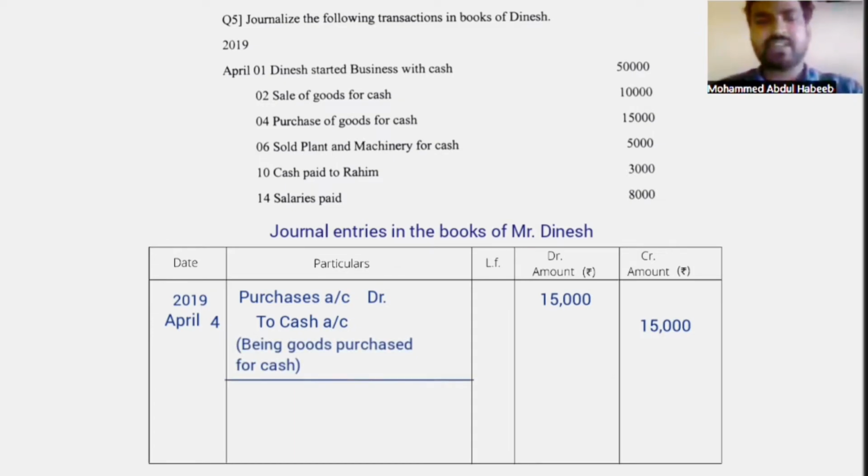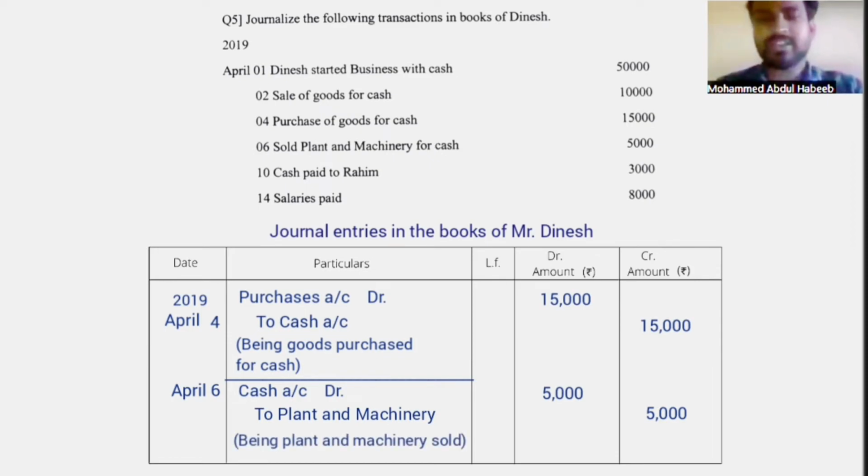Then we have a transaction on April 6, sold plant and machinery for cash 5,000. It means the business is selling plant and machinery, and in return the business will be receiving cash. So here the date will be taken as April 6. Cash is coming into the business, so cash will be debited as cash account debit 5,000, and plant and machinery is going from the business, so plant and machinery will be credited as to plant and machinery 5,000. So the journal entry becomes cash account debit 5,000 to plant and machinery account 5,000, and the narration will be being plant and machinery sold.